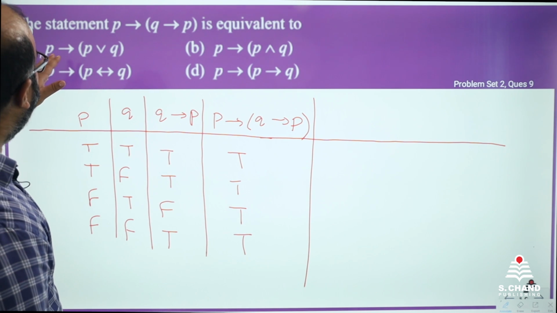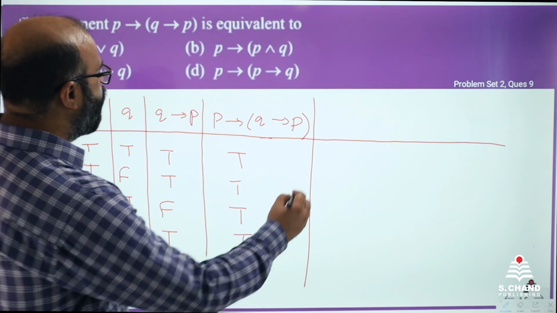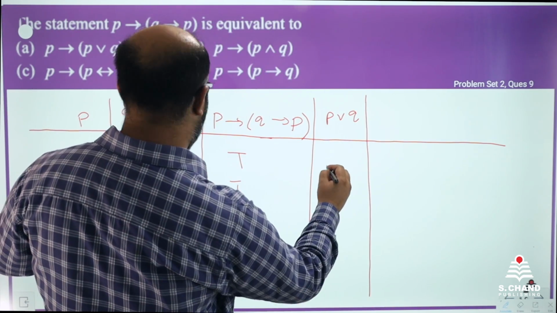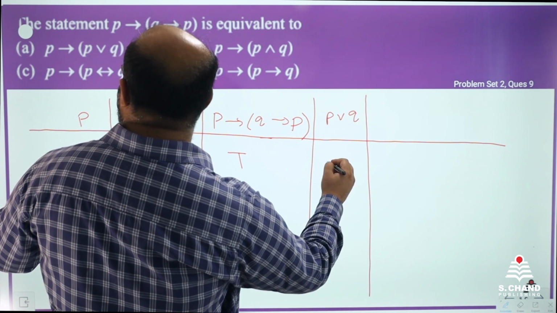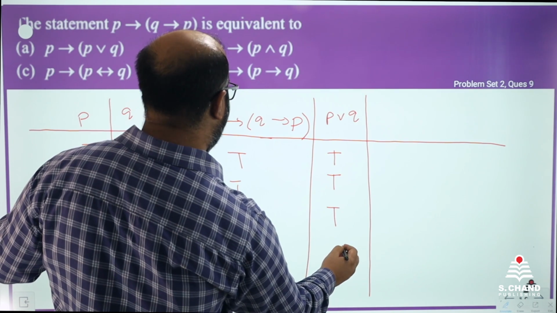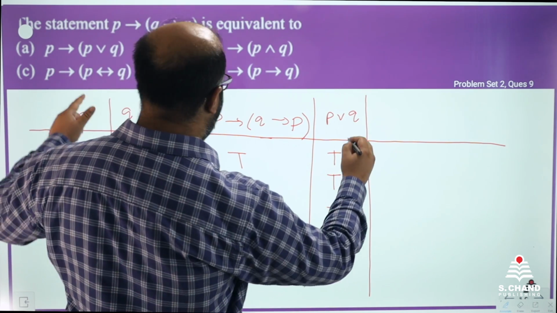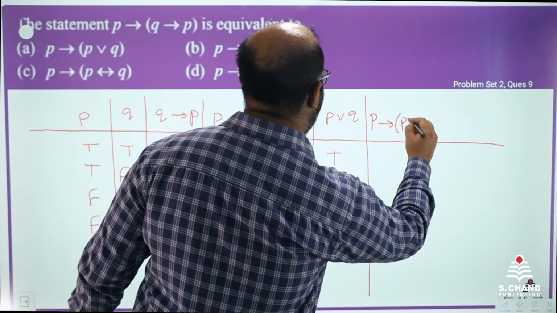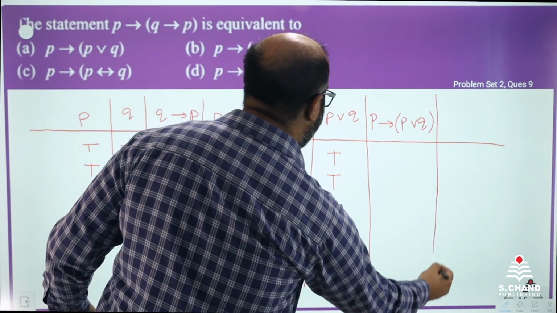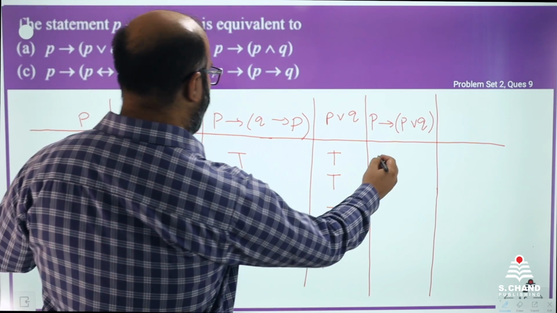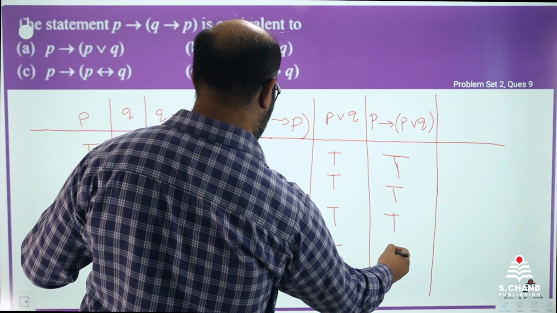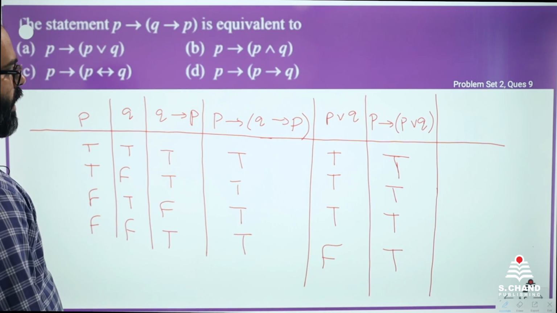Now we have these statements. P implies P or Q. So if you take P or Q, what will you get? You will get true, true, true, false, like this. And P implies P or Q if you take it, what will happen? True to true will be true, true to true will again be true, false to true will be true, false to false will also be true. So you are getting everything true here.